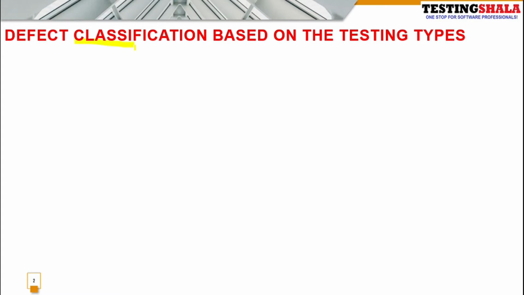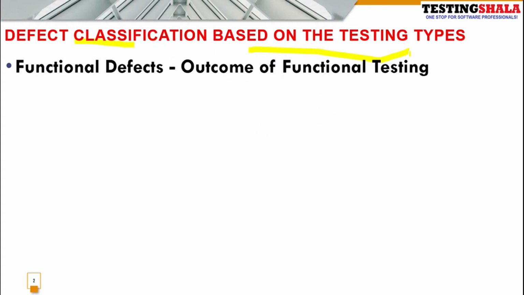There are three ways we normally classify defects at a higher level. The first one is classifying the defect based on the type of testing we perform. Whatever defects we identify are based on particular testing types. For example, there are functional defects. All the functional defects are the outcome of the functional testing we have executed, so these defects are purely functional in nature.